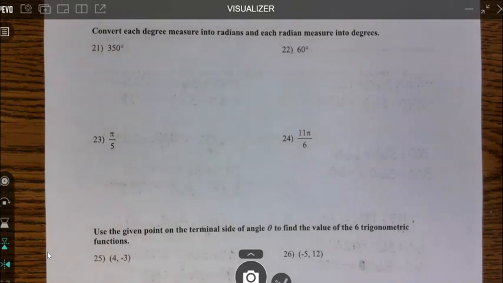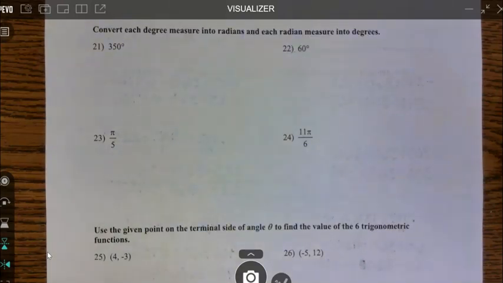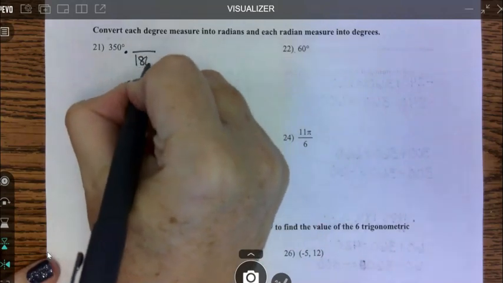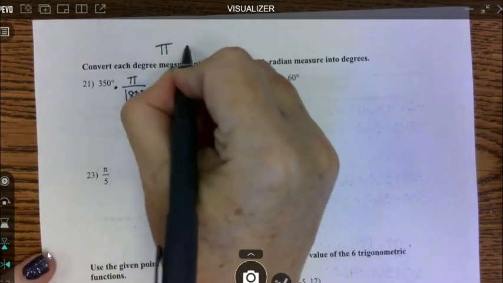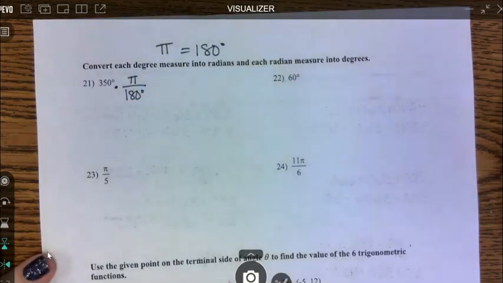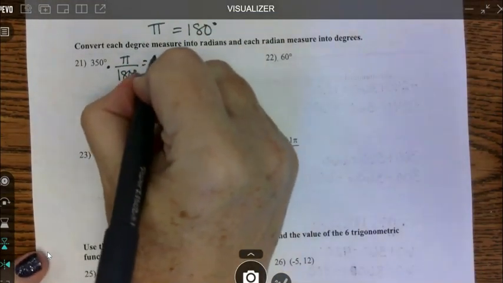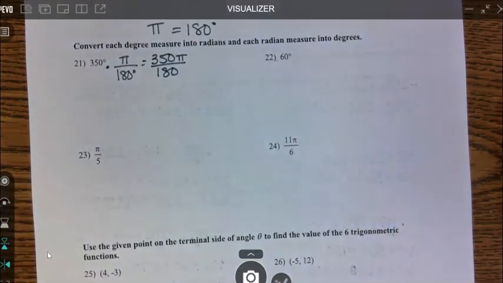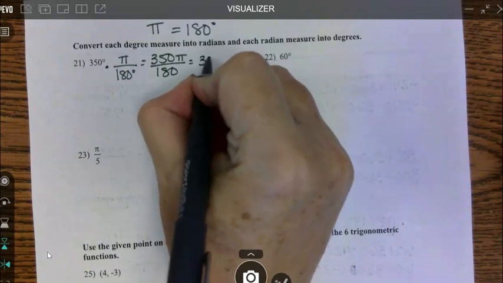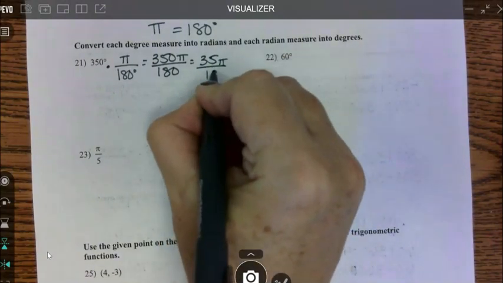So let's convert from degrees to radians and radians to degrees. We're kind of doing that already in the front, especially with the radians. So here we go. Because I have degrees on top, I'm going to need that 180 degrees on the bottom. So remember, this is just the pi and 180 degrees. Okay. So we're going to do 350 pi over 180, and let me grab a calculator so I can reduce this. 180, math, enter, enter, and I get 35 pi over 18.